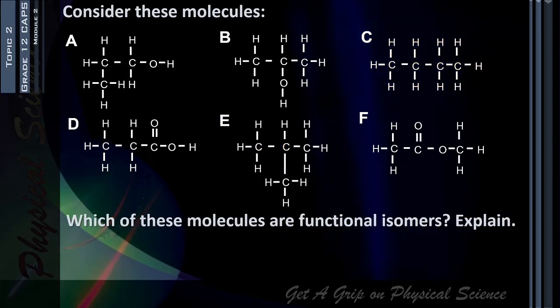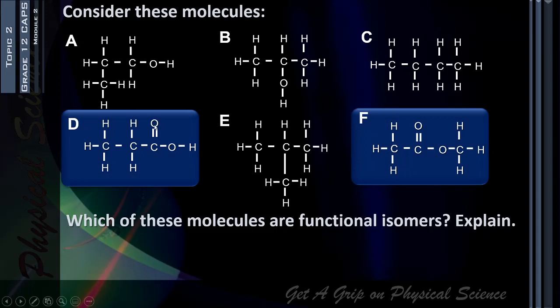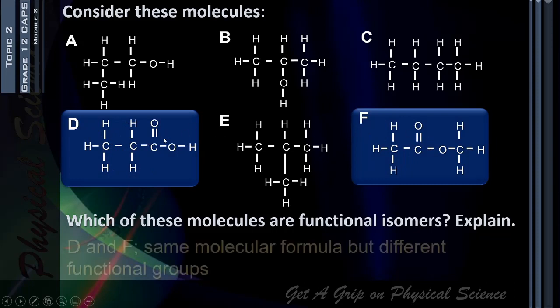Which of these molecules are functional isomers? Explain. So for functional isomers, I told you to look for a carboxylic acid and an ester or an aldehyde and a ketone. But we already know that we have a carboxylic acid and an ester. D and F are functional isomers because they have the same molecular formula, C3H6O2, but different functional groups because they are part of different homologous series.